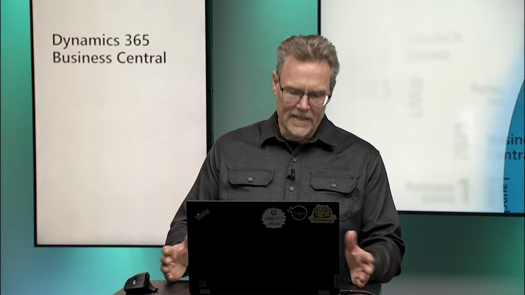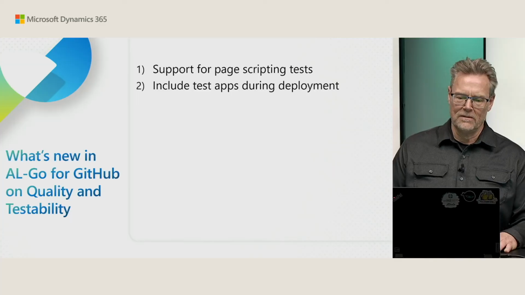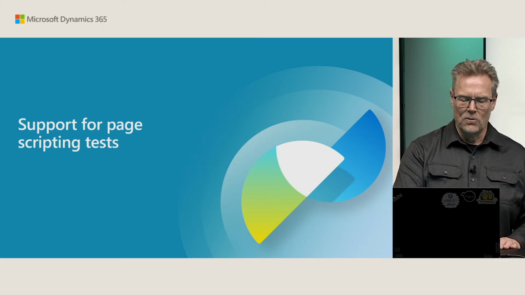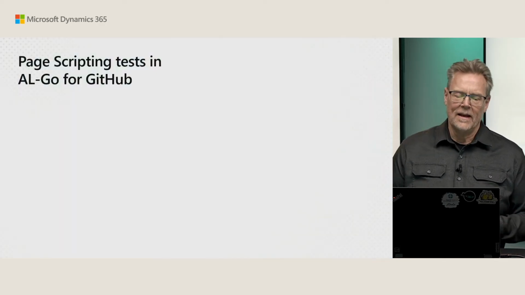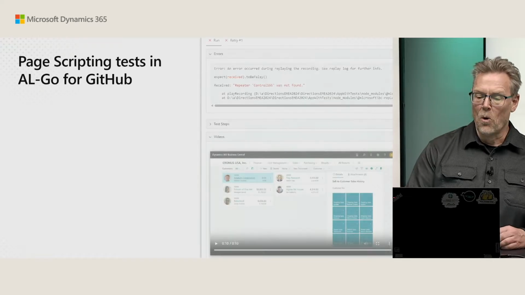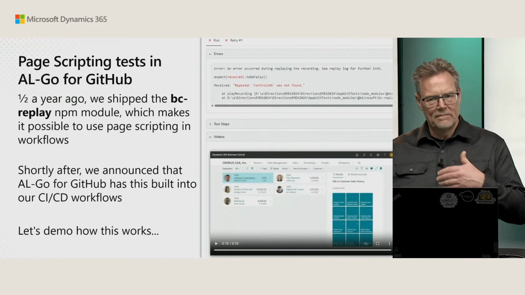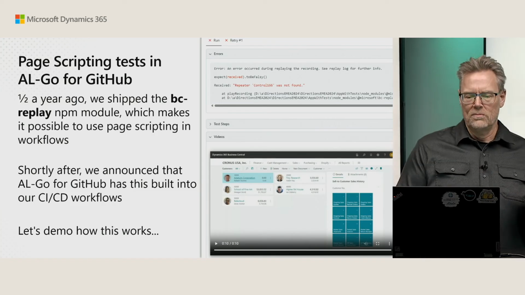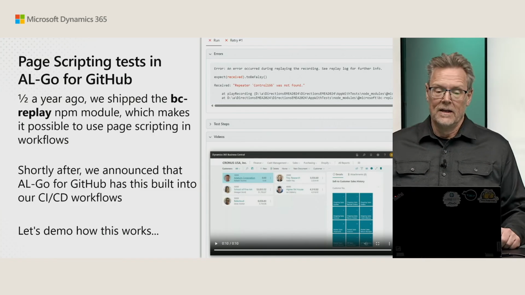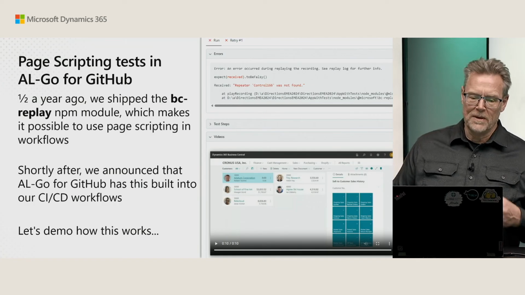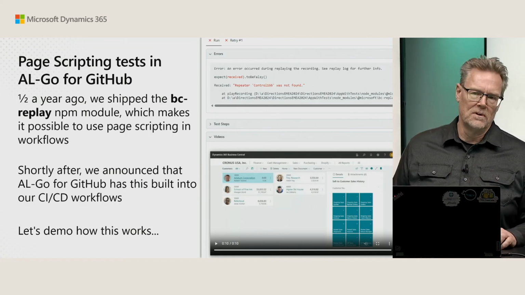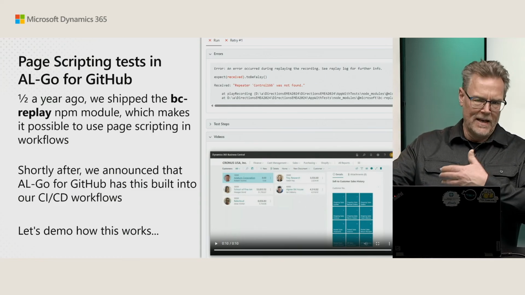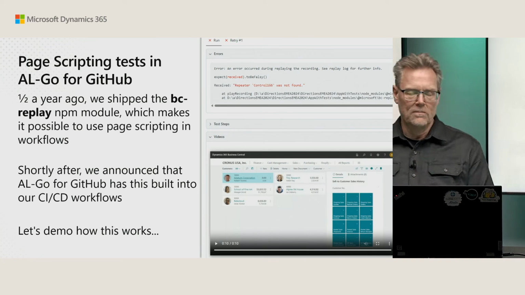Now, in this release, we actually added support for page scripting tests. So you might have seen that page scripting recording was introduced in Business Central quite some time ago, but half a year ago, in version 2024 Wave 2, we shipped the BC Replay NPM module. With that module, it's possible to run page scripting tests in a workflow.